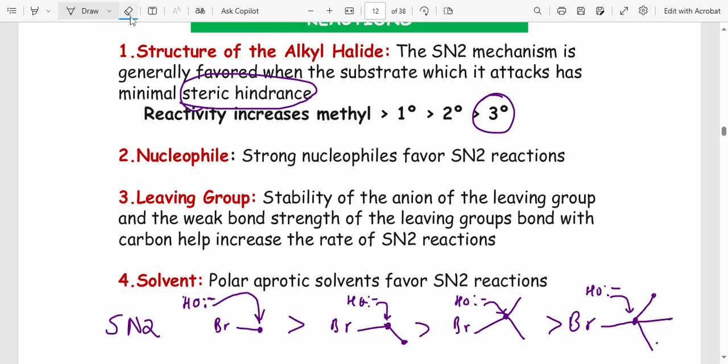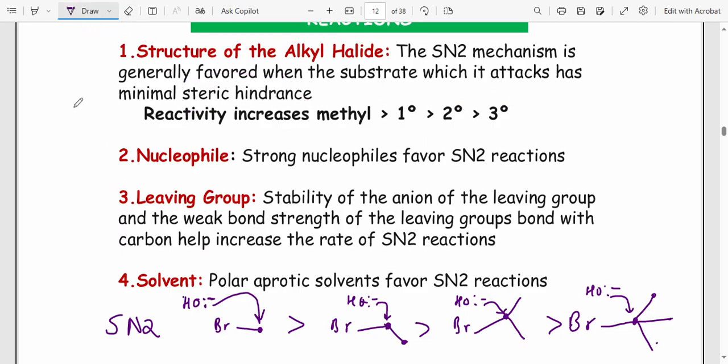Another thing that favors SN2 reactions is a strong nucleophile. And we did talk about the strength of nucleophiles, comparing which nucleophile is stronger than which one. It's just looking at bases. You can just check that class on comparing the strength of nucleophiles.